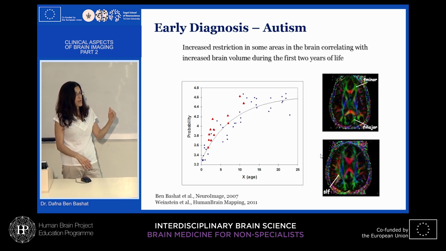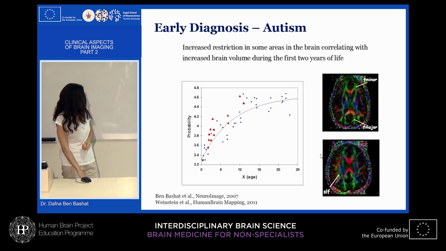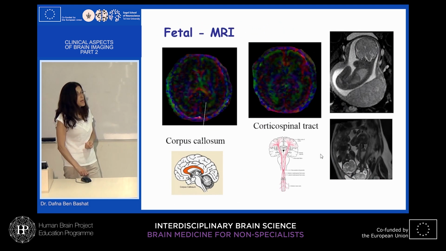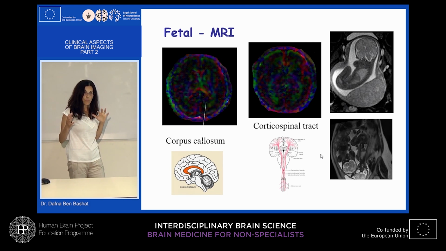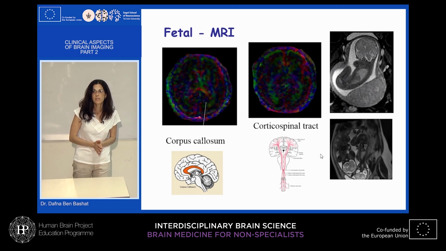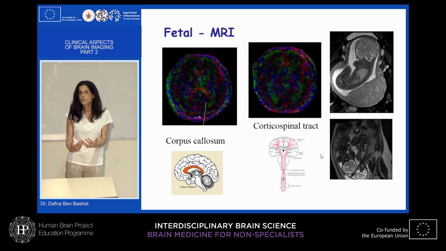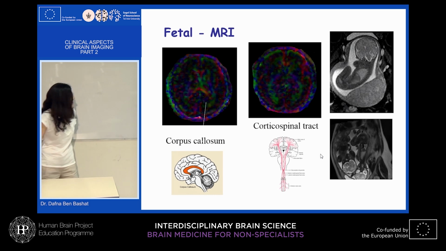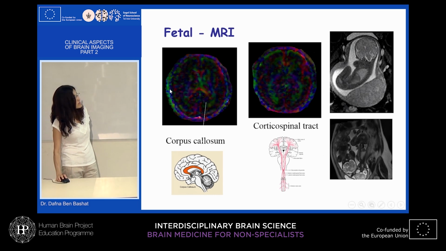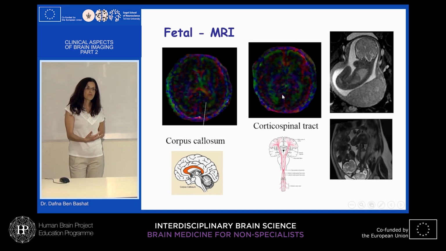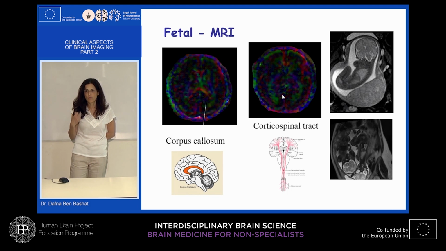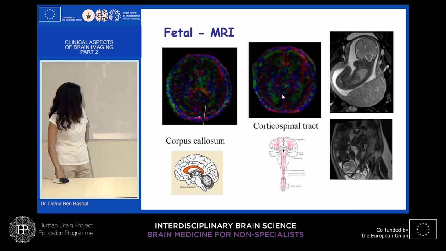Once we have sensitivity for normal development, we can take it to abnormal. Just to let you know, this is also done on fetal MRI. It is more on the research side, but at many sites. We are trying to understand what's going on in the fetal brain. This is just an example that already at the fetal stage we can see major fibers. We can see the corpus callosum, we can see the corticospinal tract, and we try to understand all these things already at the fetal stage.